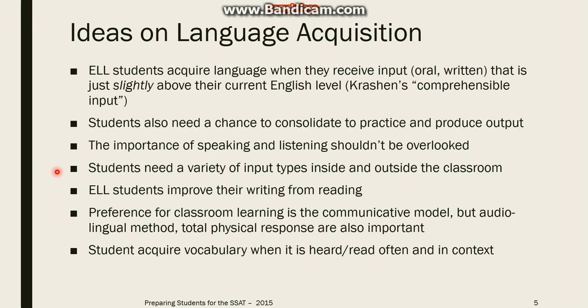The other idea is that students need a variety of input types. Outside the classroom, input might be something like joining a class where English is the main medium of instruction, say an art class or scouts or swimming lessons or something like that. So sometimes parents will ask, what is the best way to improve my child's English? And obviously, just more and more English input is important. So if students can schedule that in a way where they're getting English input, that's really helpful.